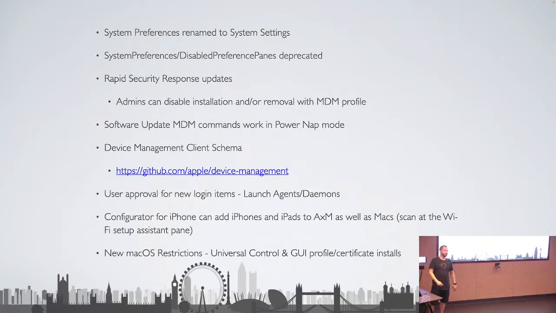Along with that, the old system preferences payloads for disabling specific preference panes, the stuff you used to use that would grey out the pane so the user can't click on it and do things you don't want them to do, that's been deprecated. Probably for a related reason, I would have thought. No news yet on whether that's going to be replaced or tweaked, who knows on that one.